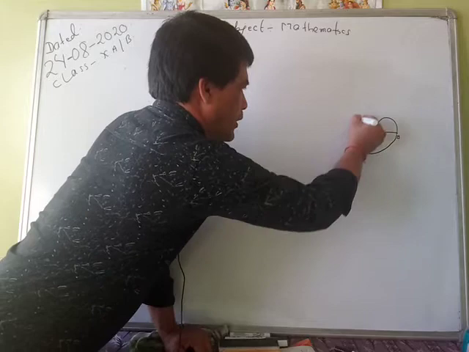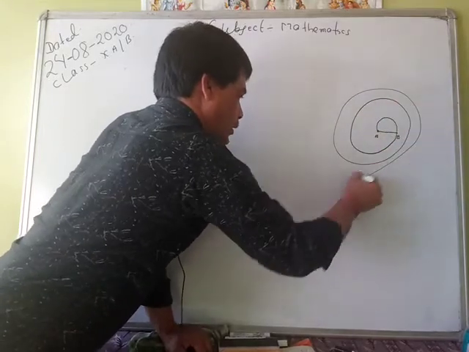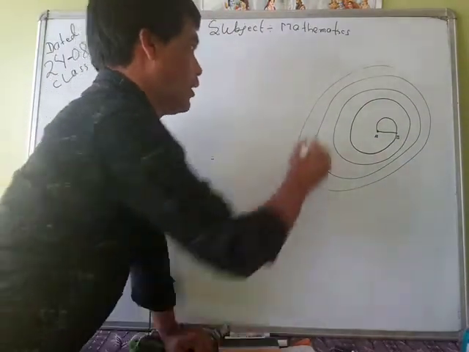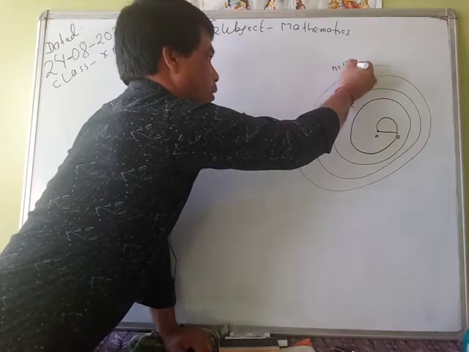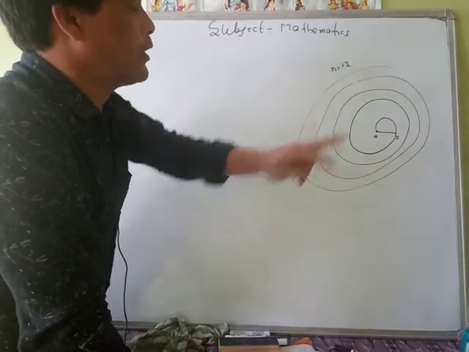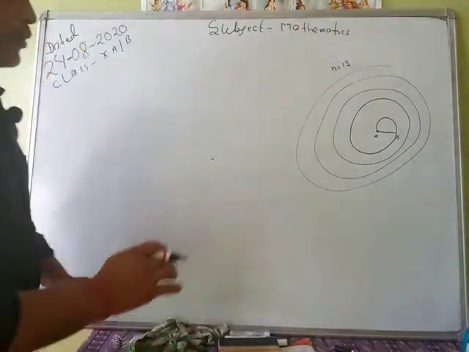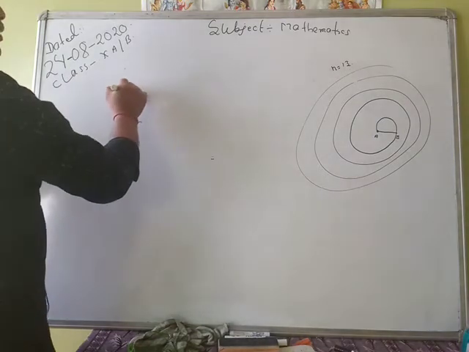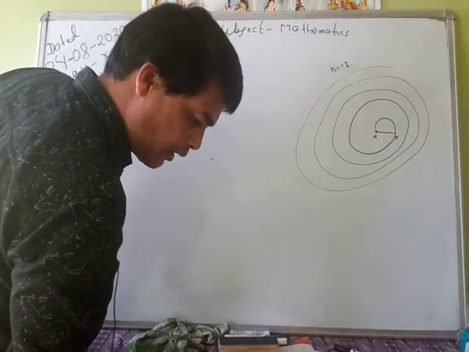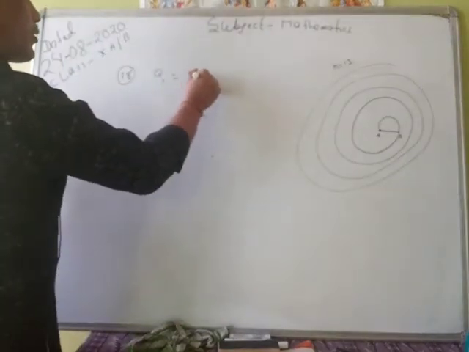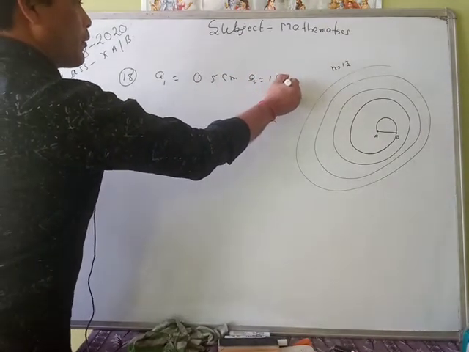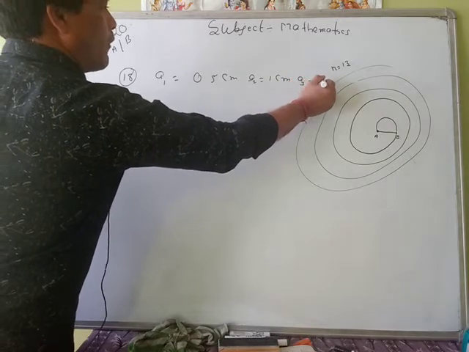Then after that, in the same way, at the same distance, you have to make a total number of spirals, that is 13. Then what is the total length of these 13 spirals, the question asks. Firstly, the radius of the first spiral is how much? 0.5, that is a1 is equal to 0.5 centimeter. Then a2 is 1 centimeter, a3 is 1.5 centimeter.